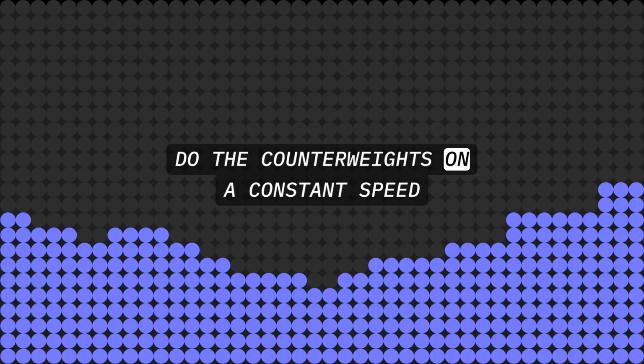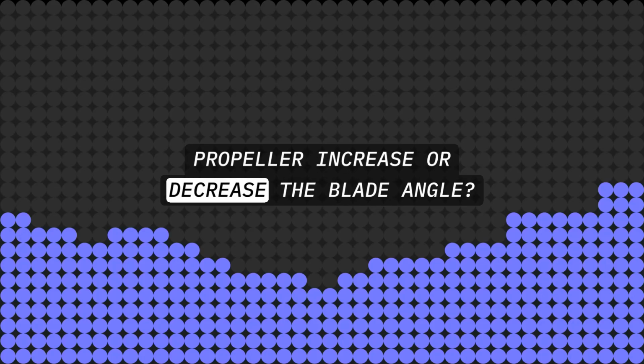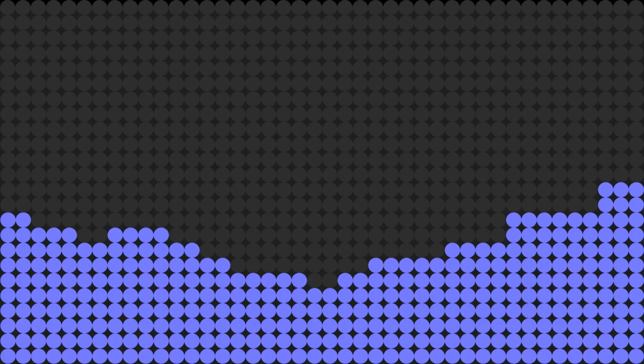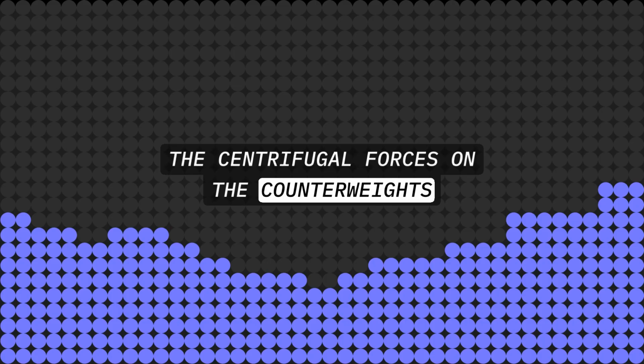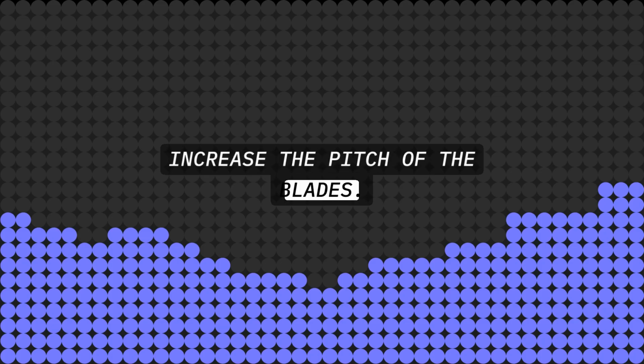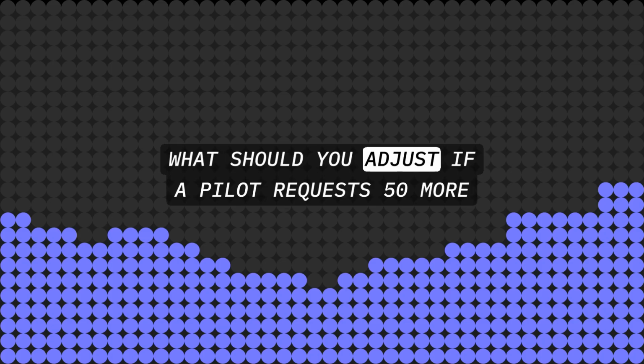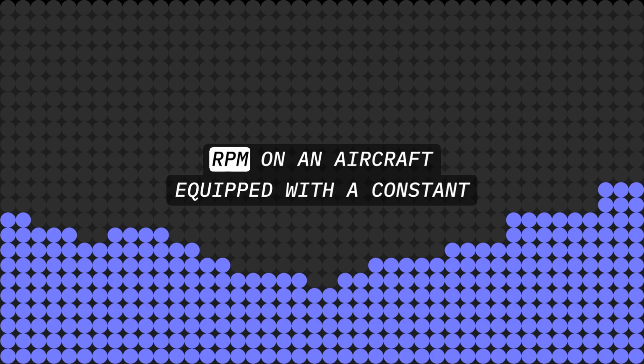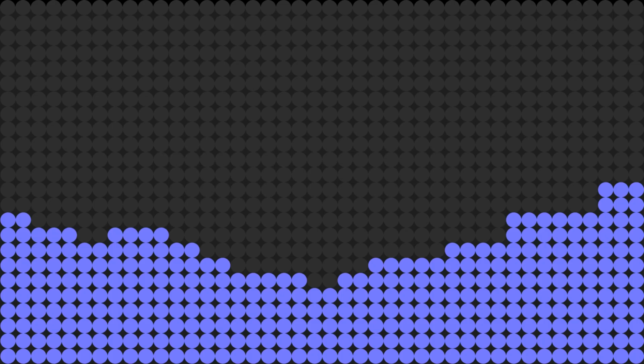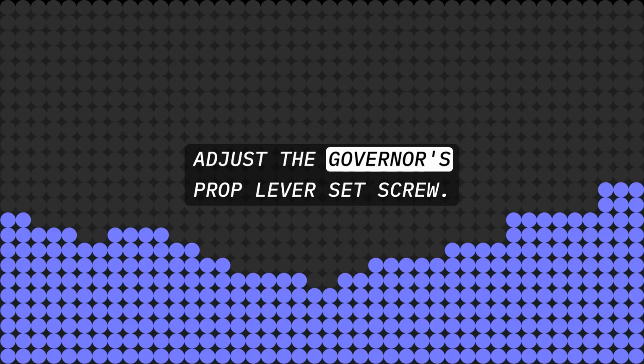Do the counterweights on a constant speed propeller increase or decrease the blade angle? The centrifugal forces on the counterweights increase the pitch of the blades. What should you adjust if a pilot requests 50 more RPM on an aircraft equipped with a constant speed propeller? Adjust the governor's prop lever set screw.